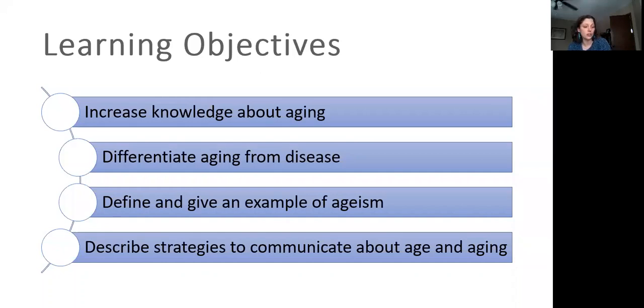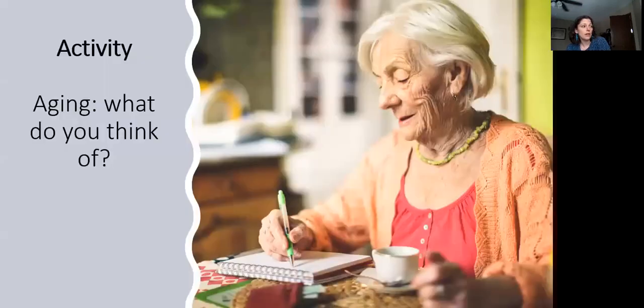Okay, so what I'm going to do here is we're going to start with a little activity. So on the next slide, what I'm going to have you do is just think a little bit about aging. When I say the word aging, what do you think of? And then what I'll want you to do is go in when I get to the next slide and annotate a little bit.